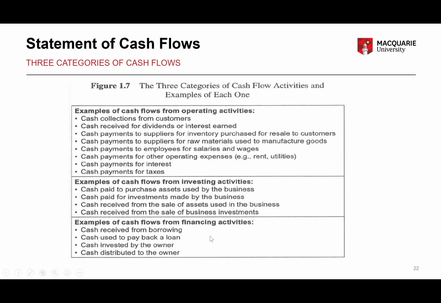Now, there's two approaches that could be taken in constructing this statement of cash flows. There's the direct method and the indirect method. And depending on the method that we choose, we're going to have a different approach for this operating activities section. But regardless of the method we use, the investing and financing activities will stay the same. Right? So the only difference is in how we set out the operating activities.